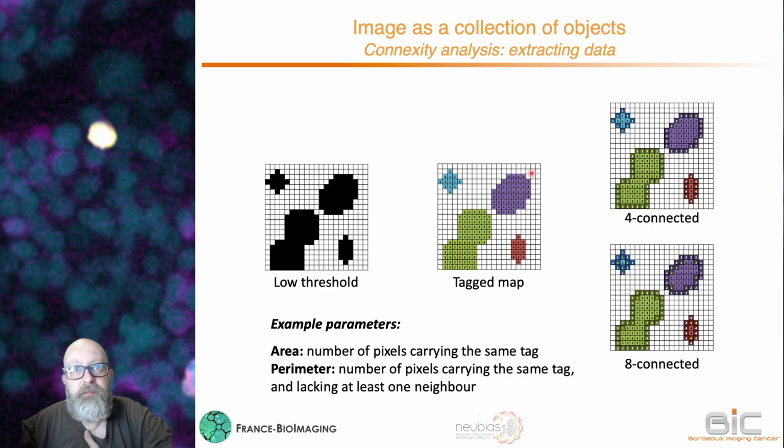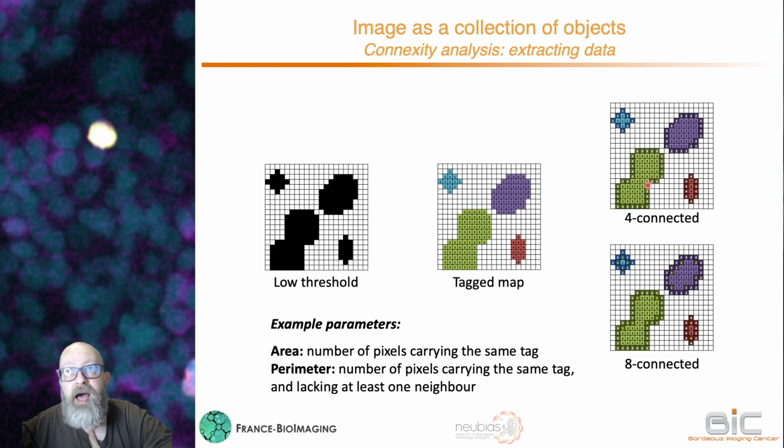Once you have the tagged map, there are some parameters you can extract. For instance, the total intensity, the total quantity of material associated to each object. You simply have to have a look at the tag map and collect the intensities of the pixels sharing the same tag. And this way you can sum those intensities and have the total amount of protein associated to your structure. You could also isolate the individual pixels that are connected to the background.